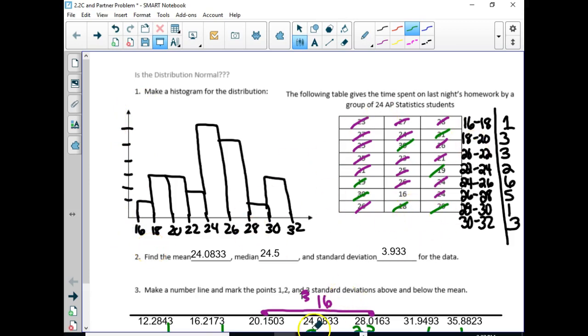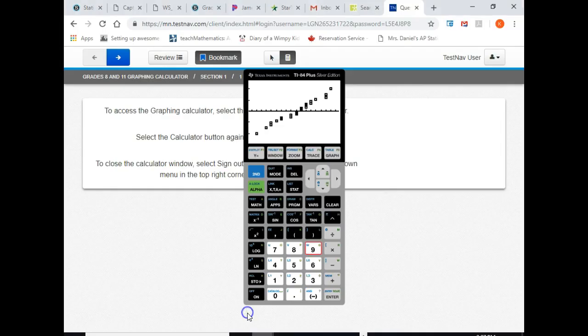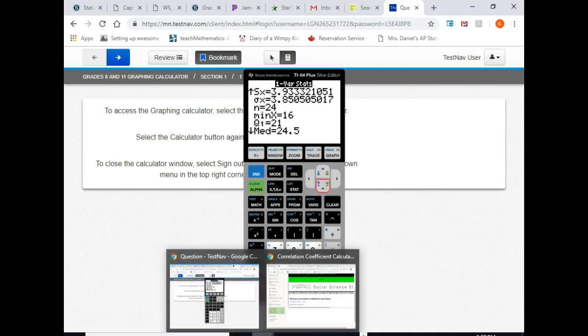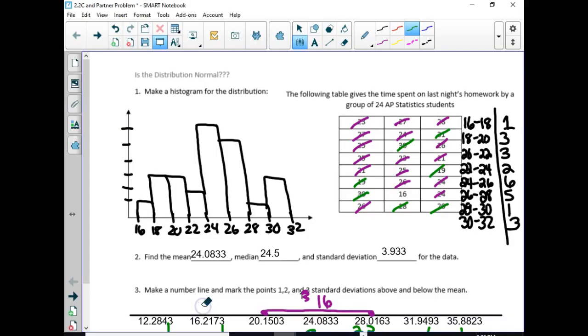I typed these numbers into my calculator, so I'll show you my calculator here. In Stat, Edit, I have my list of numbers right here. I then calculated the one variable statistics to get my mean, which is right there, my standard deviation right here, and my median. You can see that the median and the mean are very close. And that shows that we do have a pretty symmetric distribution here.